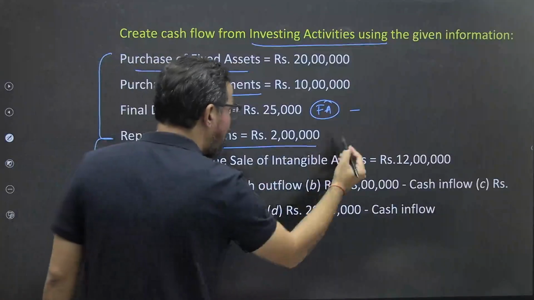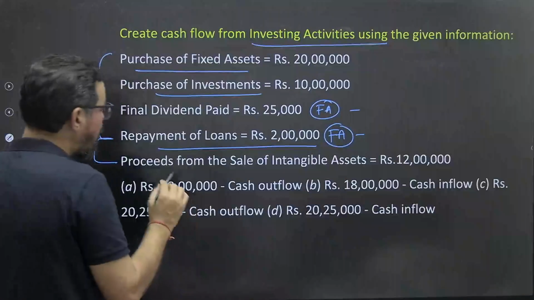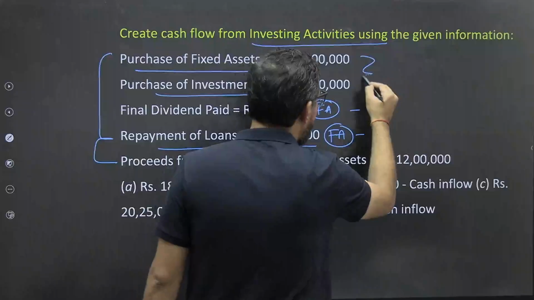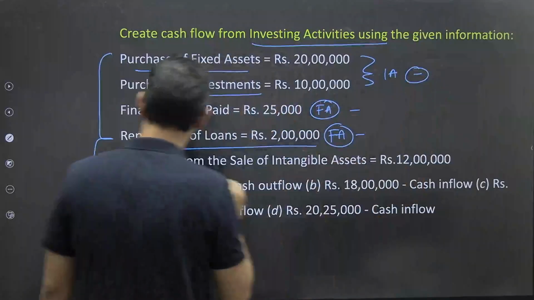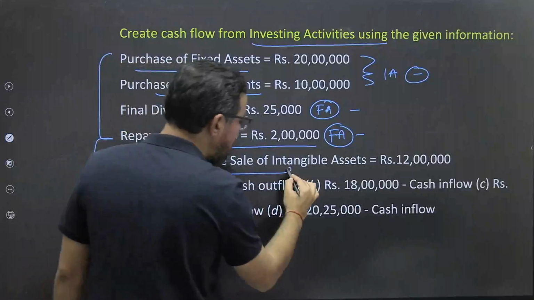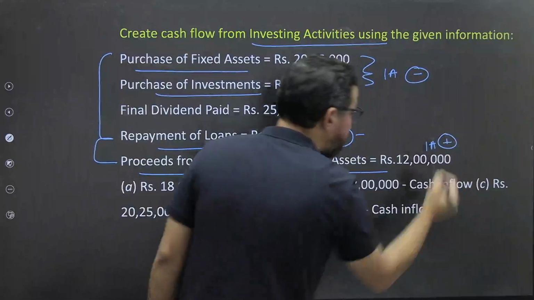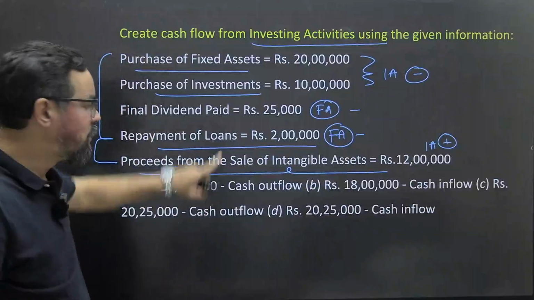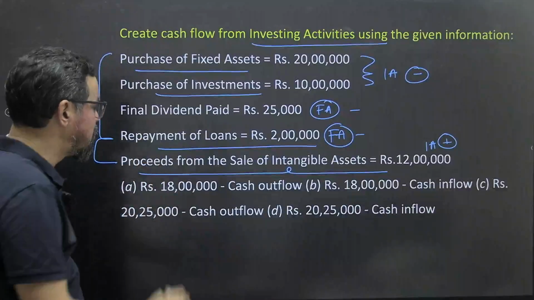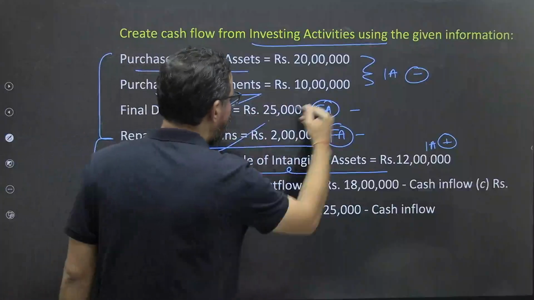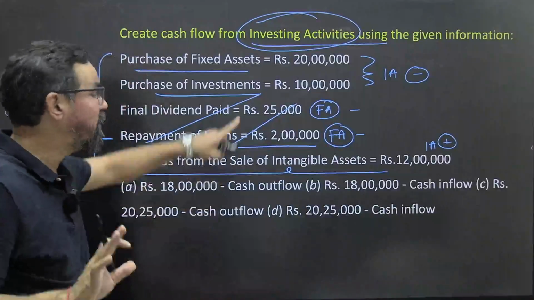Repayment of loan, again financing activity, outflow. So now these two are investing activities, and these are outflow for the business. The next statement, proceeds from sale of intangible asset, investing activities, inflow, right? So if you know this particular classification, that means while you calculate this answer, you have to avoid these two, because they are asking you to calculate investing activities, right?